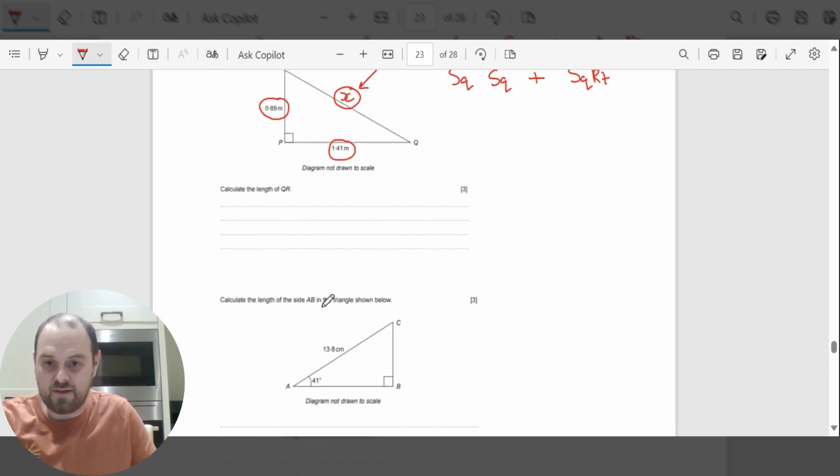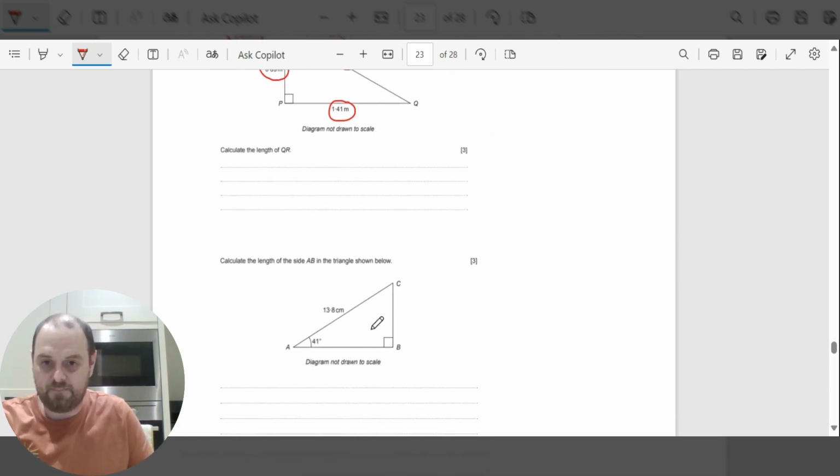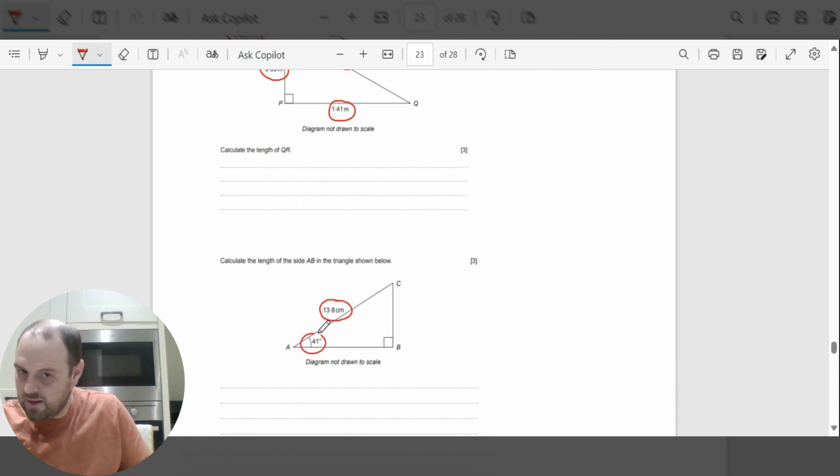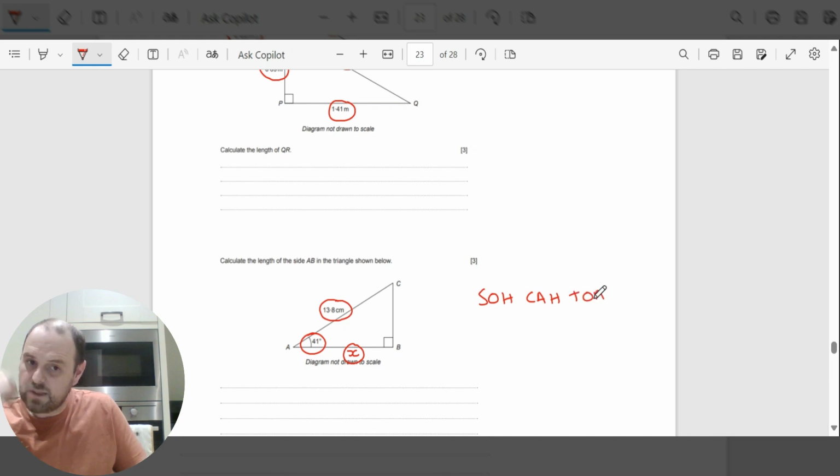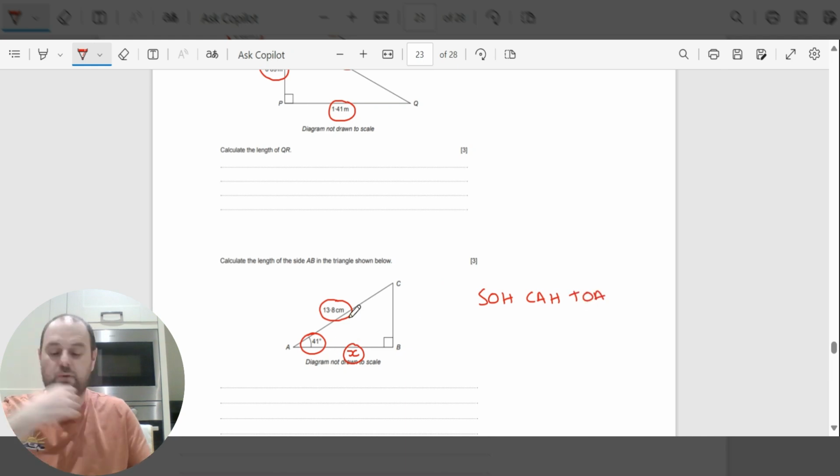Calculate the length of the side AB. Right. This time, we know this side, but this time we know an angle. And the side we want is AB, which is this one. I always like to put an X on the side they ask for, okay? So there are the three. Now, this is SOHCAHTOA. As soon as there's an angle involved with sides and angles, it's not Pythag anymore, right?